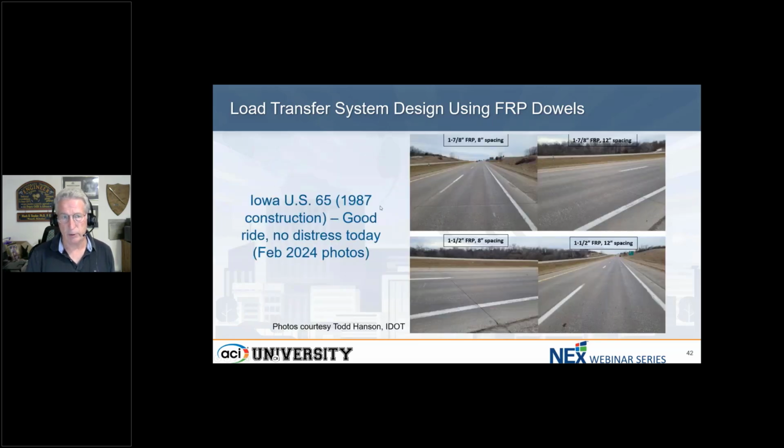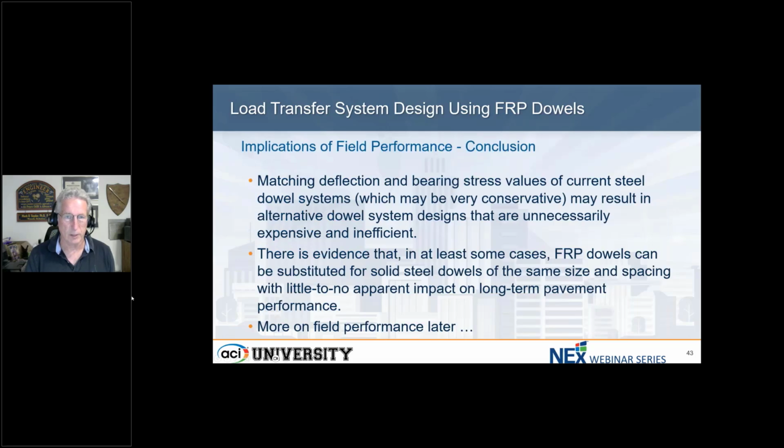And here's an example. Iowa US 65, built in 1987. So this puppy is 37 years old this year. 4 different designs: 1 7/8" bars on 8" spacings and 12" spacings, 1.5" bars on 8" spacings and 12" spacings. And you look at the pictures, there's no faulting, there's no slab cracking, and they're 37 years old. Looks pretty good. And that's kind of representative of Wisconsin Route 29; there's a number of older projects out there that have performed pretty well.